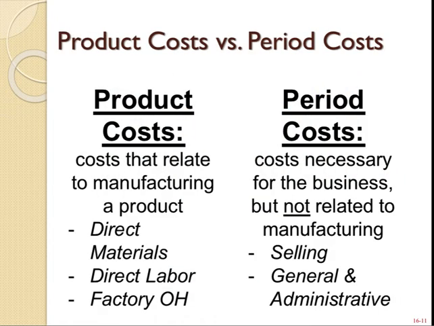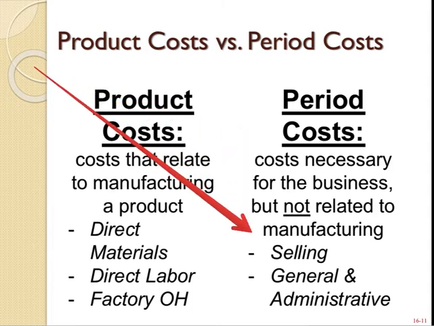So I want to touch briefly on the difference between product and period costs, because what we want to capture in the cost of our product is only the costs that relate to manufacturing the product. So those are, again, the direct materials, the direct labor, and the factory overhead. But the cost of your inventory does not include period costs. Okay, period costs are basically non-manufacturing costs, costs necessary for the business, but not related to manufacturing.